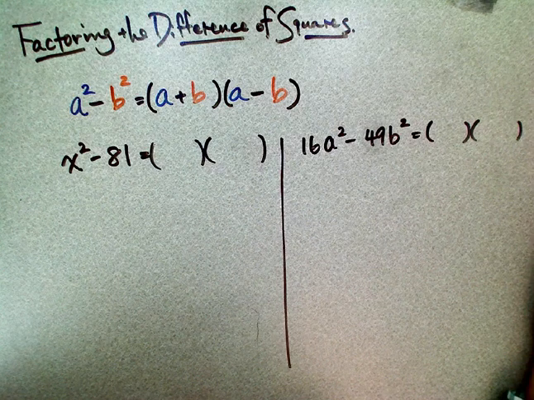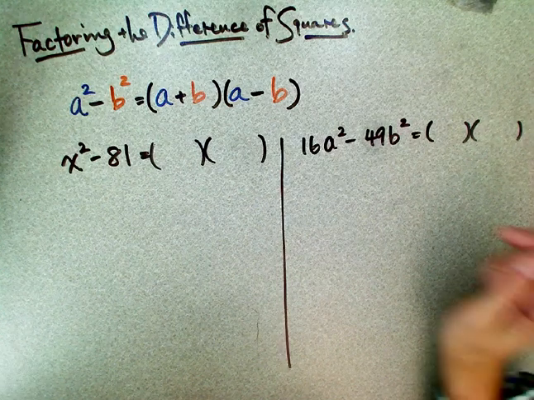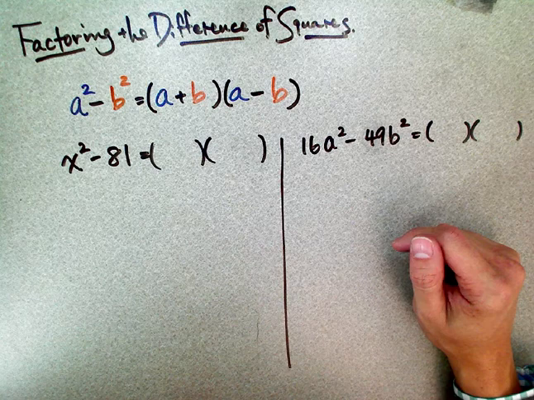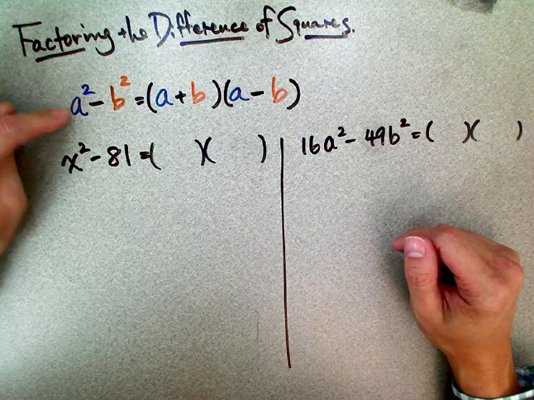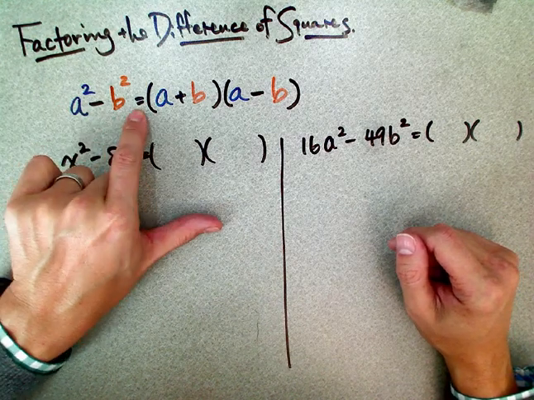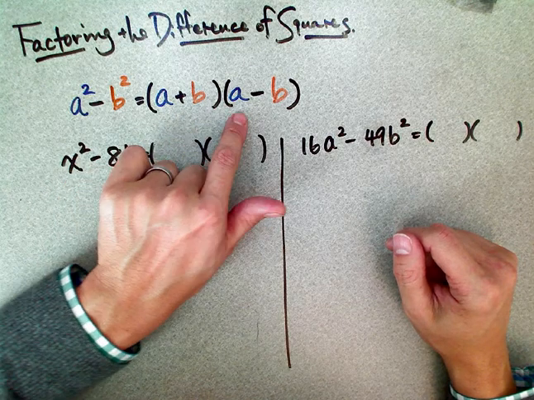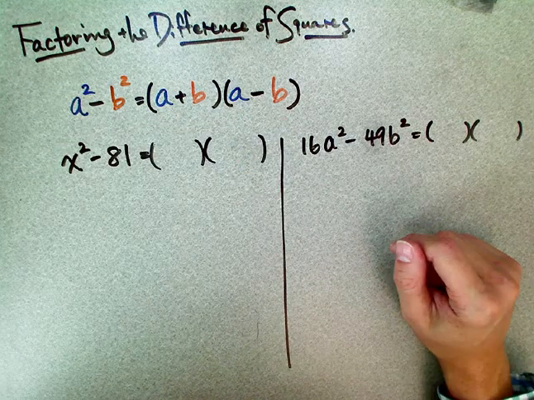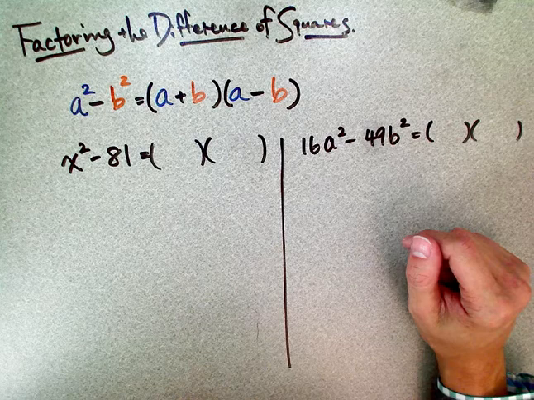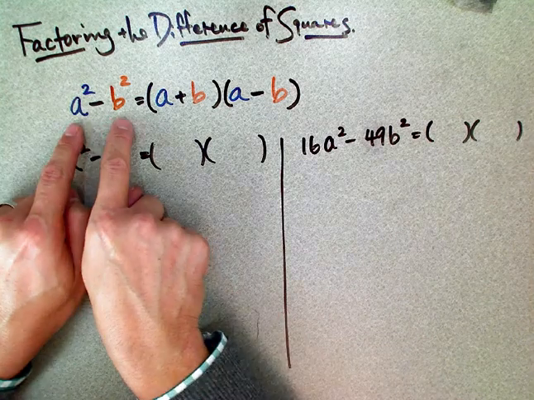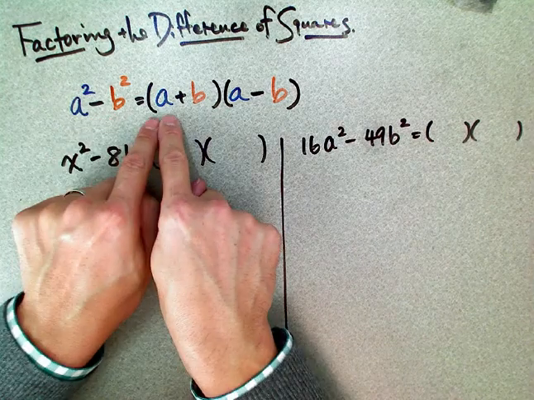Factoring the difference of squares. So here is the difference of squares, a squared minus b squared equals a plus b times a minus b. This is the difference of squares total. So if we have something like this, we can factor it like this.